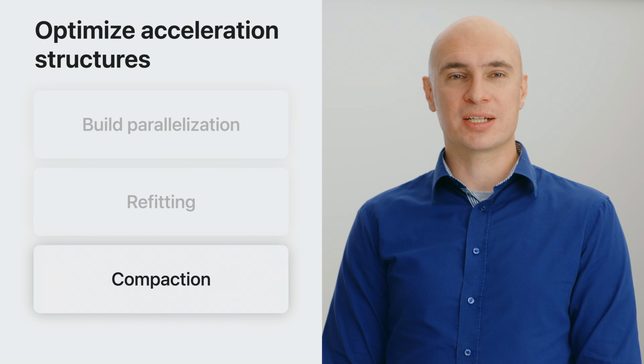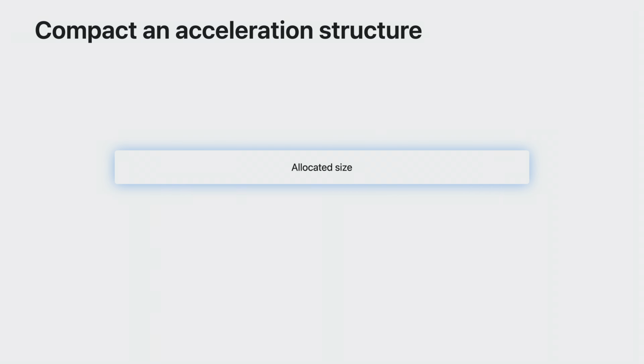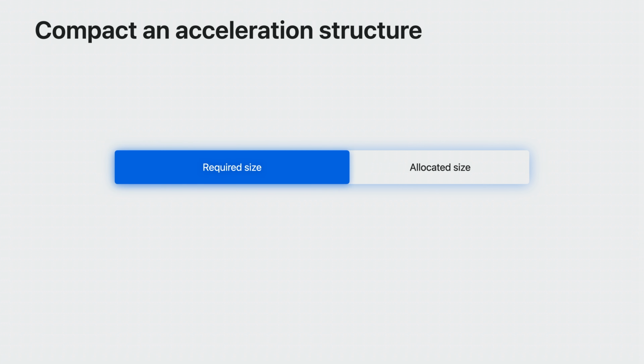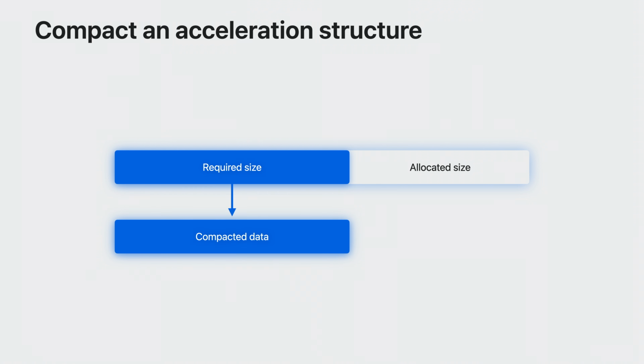Finally, compaction is a great way to reduce the size of your acceleration structures in memory. When you first build an acceleration structure, Metal can't know exactly how much memory it needs, so it has to make a conservative estimate. Once you've built the acceleration structure, Metal can calculate the minimum size needed to represent it. With compaction, you can allocate a new acceleration structure with the minimal size, and then use the GPU to copy from the current acceleration structure to the new one. This is especially valuable for primitive acceleration structures.